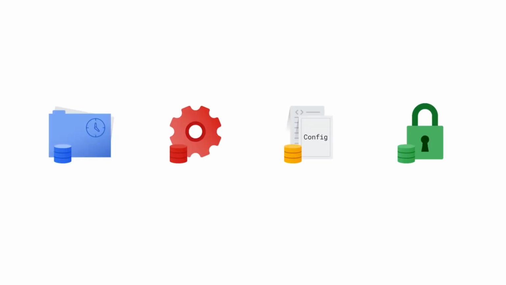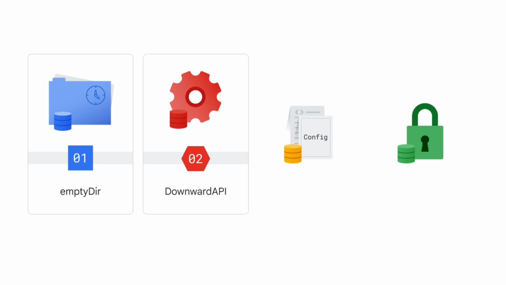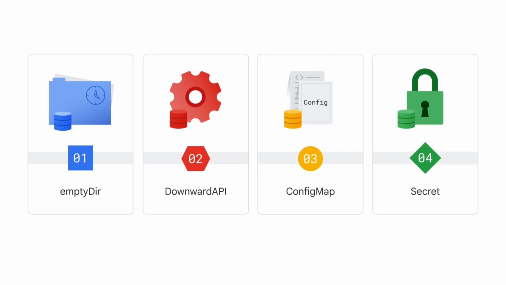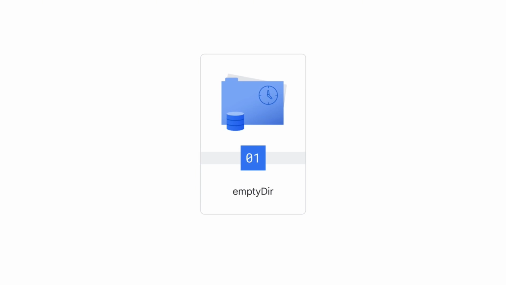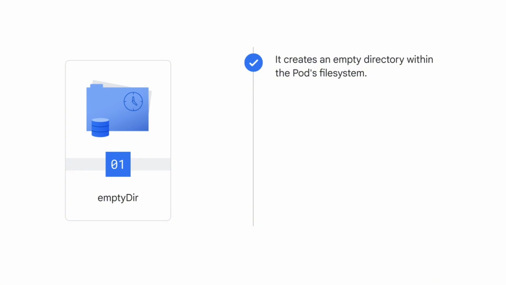Kubernetes offers a variety of volume types, both ephemeral and durable. Let's start by looking at ephemeral volumes, including empty dir, downward API, config map, and secret. Empty dir is the most basic type of ephemeral volume. It creates an empty directory within the pod's file system to read and write from, and will exist as long as that pod is running on that node.